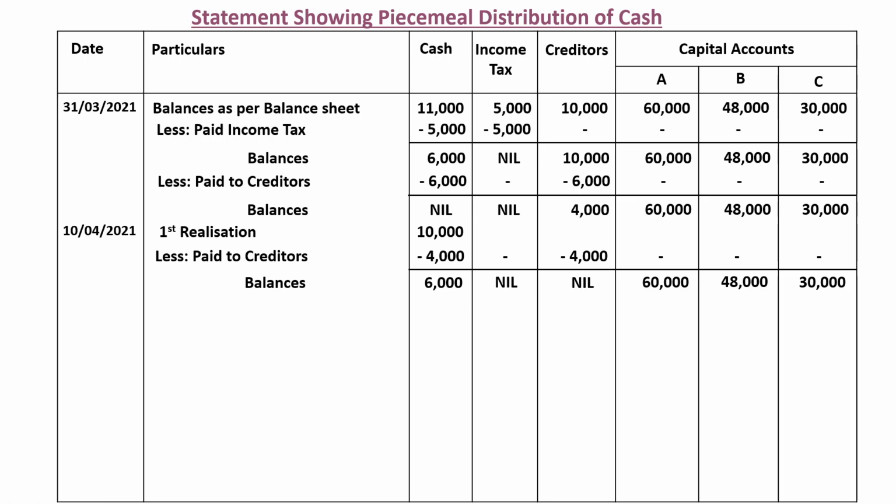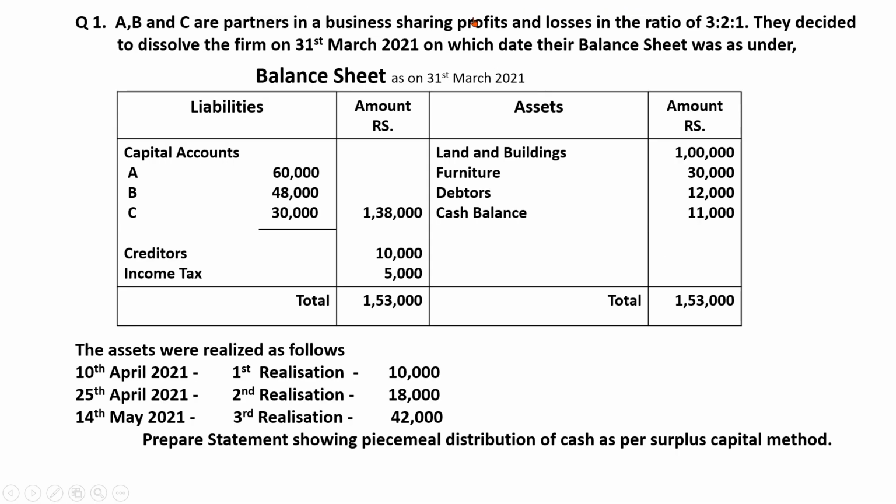Okay, friends, once again I would like to repeat at this stage, because up till now we have paid off all the outside liability or third party liability. After the payment of third party liabilities, we need to pay the capital accounts, right? And amongst the partners, to whom this cash should be paid first, this is the question now. And for that, we need to prepare a statement showing surplus capital. Okay, now let me show you the question.